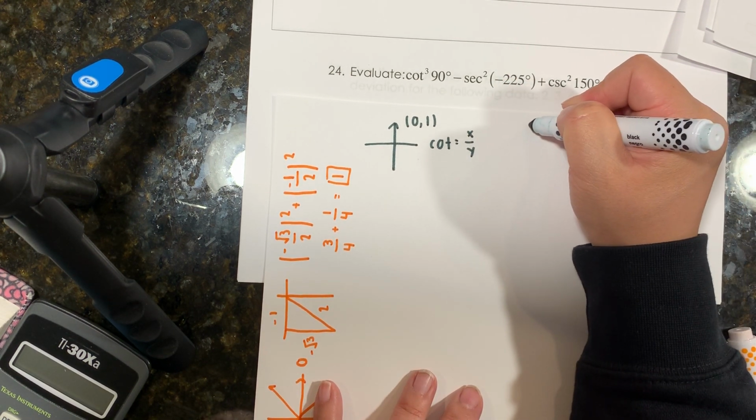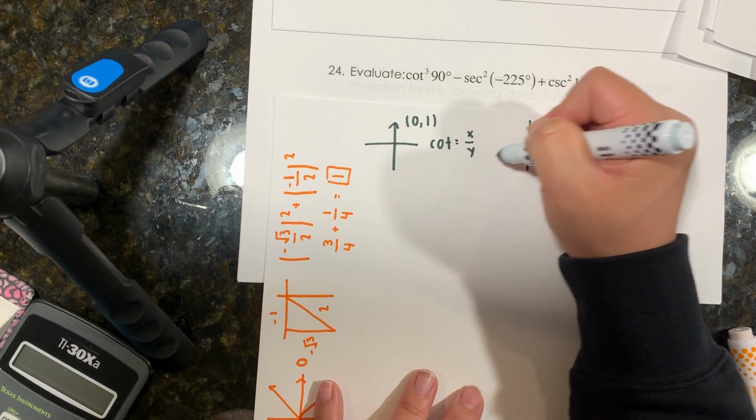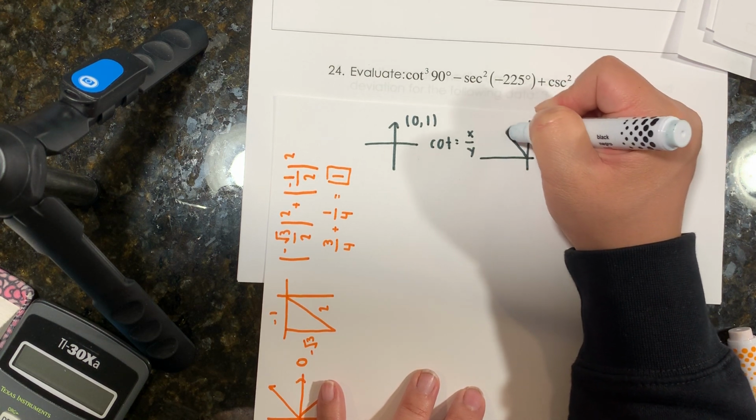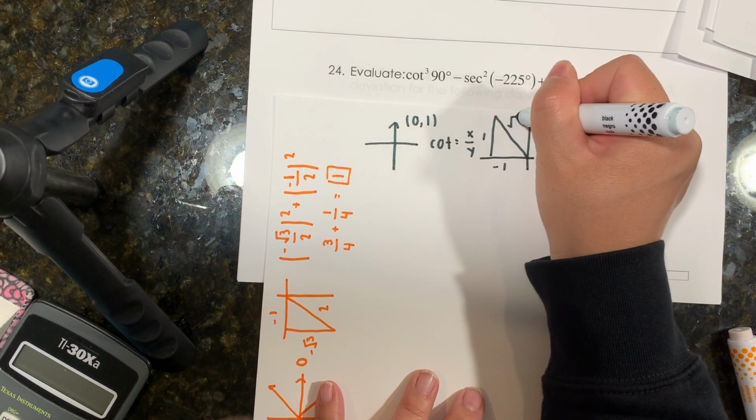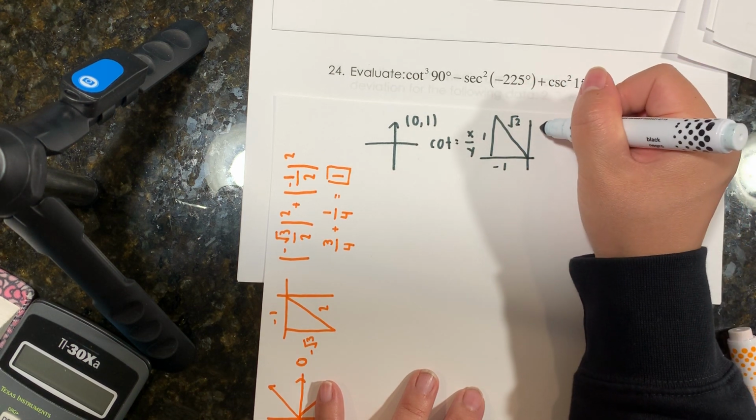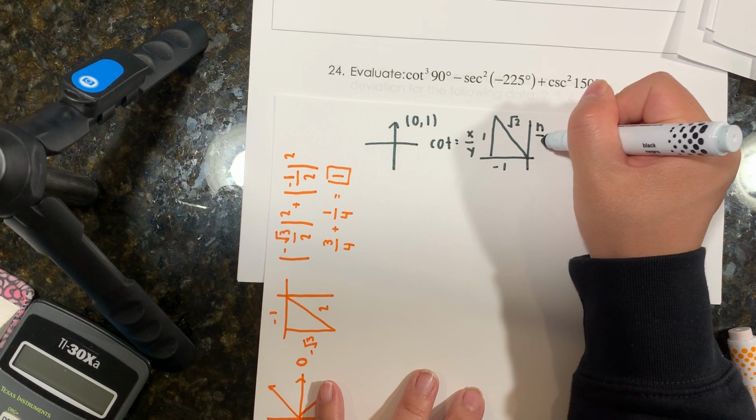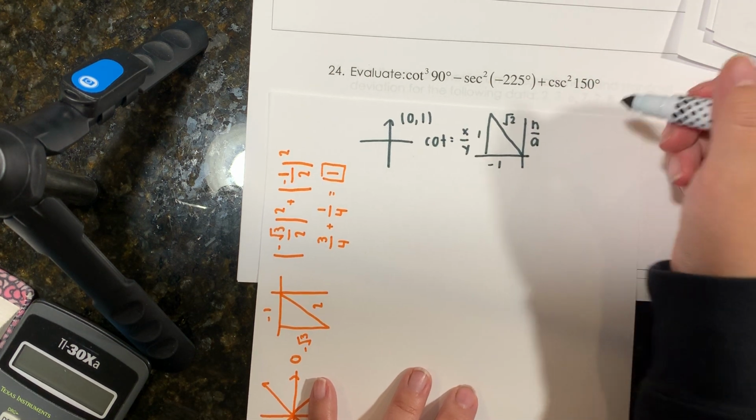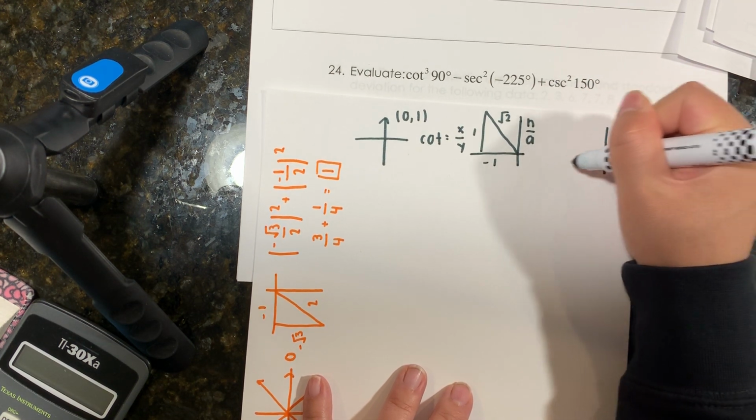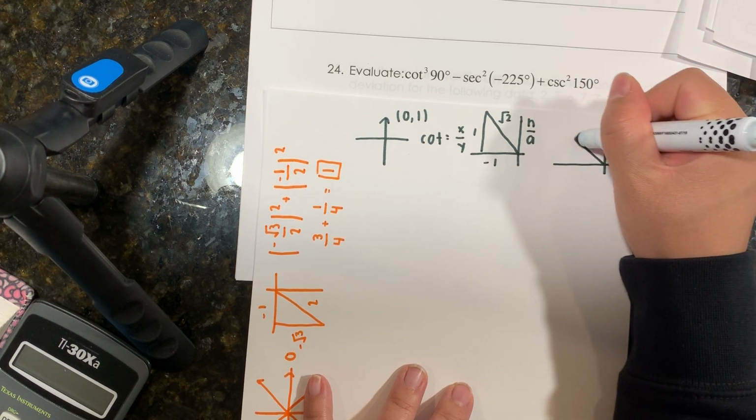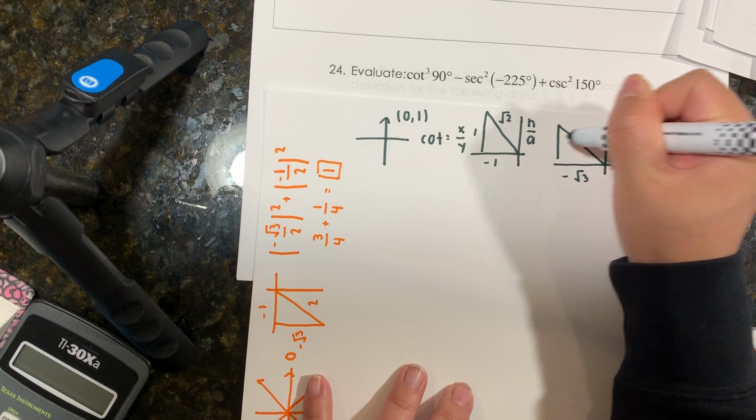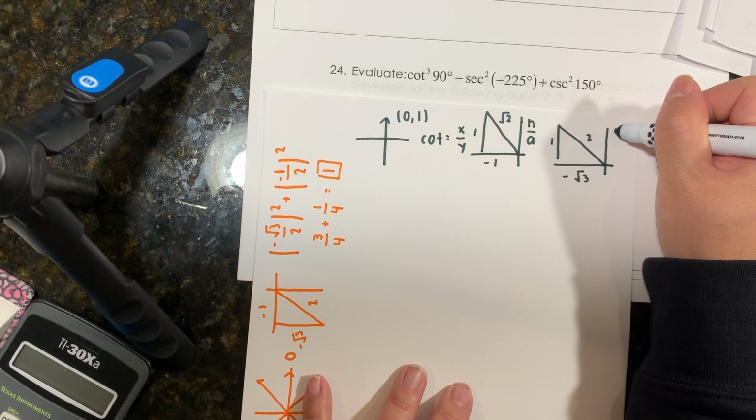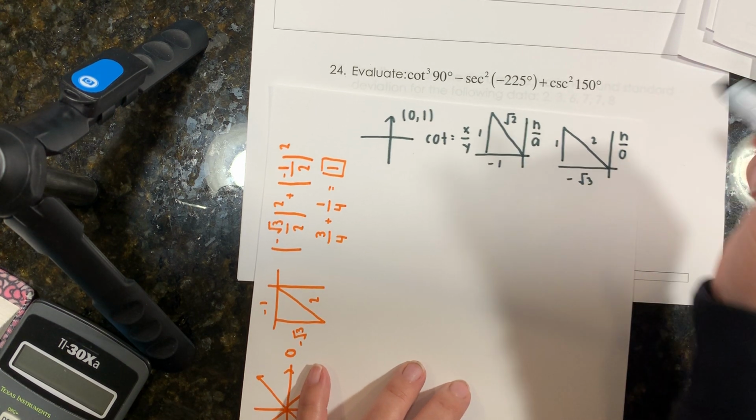Negative 225 is actually going to put us in quadrant 2, and it's a 45-degree triangle. So negative 1, 1 and root 2. And secant would be the inverse of cosine, so hypotenuse over adjacent. Then 150 is actually going to be in quadrant 2 as well, with a 30-degree angle. Negative root 3, 2, and 1. Cosecant is the inverse of sine, so it's hypotenuse over opposite.